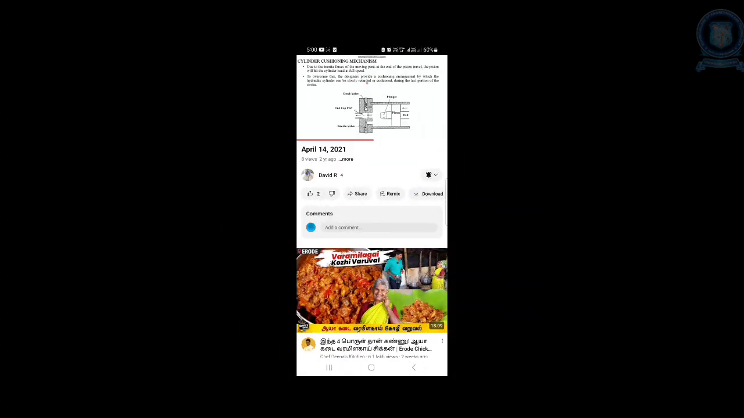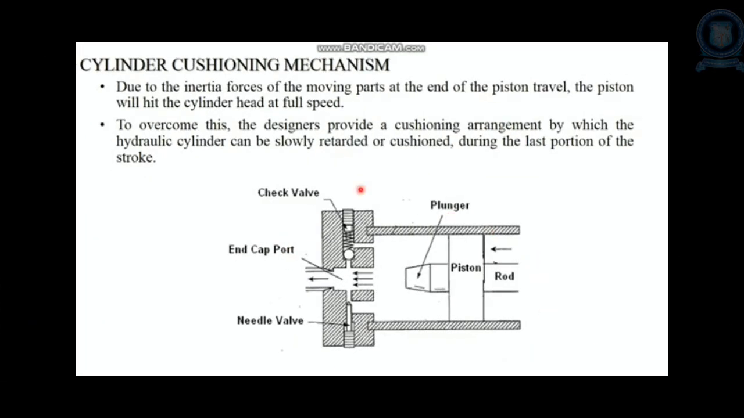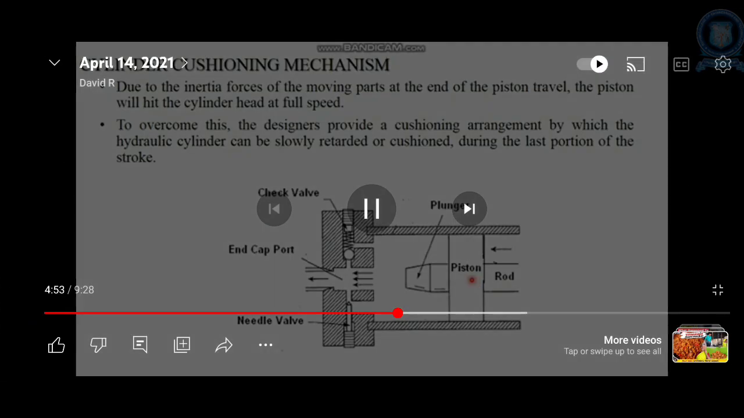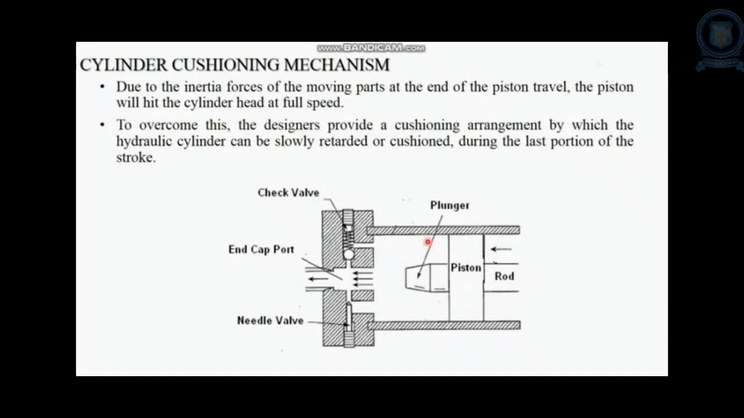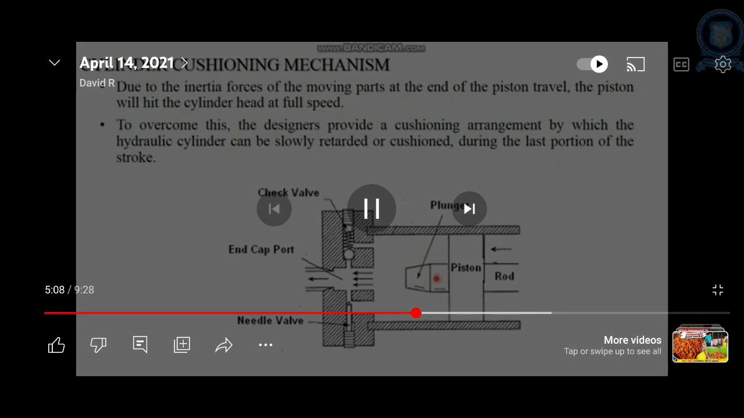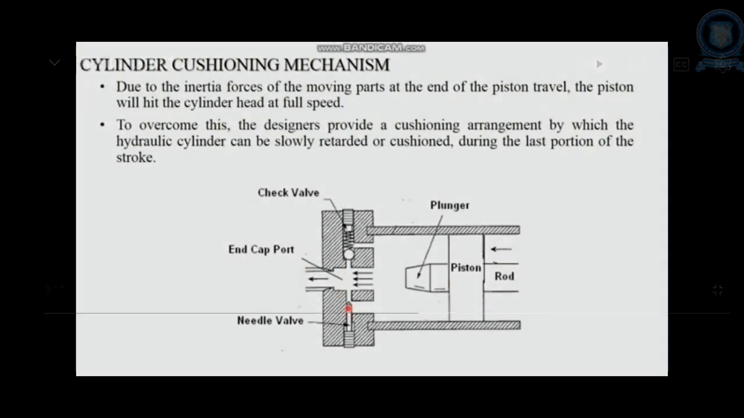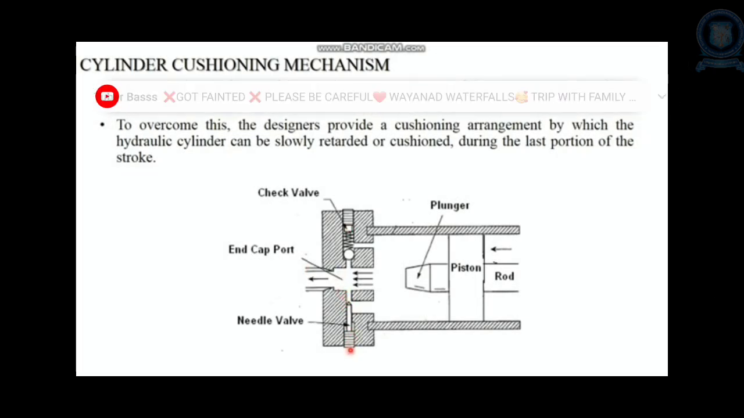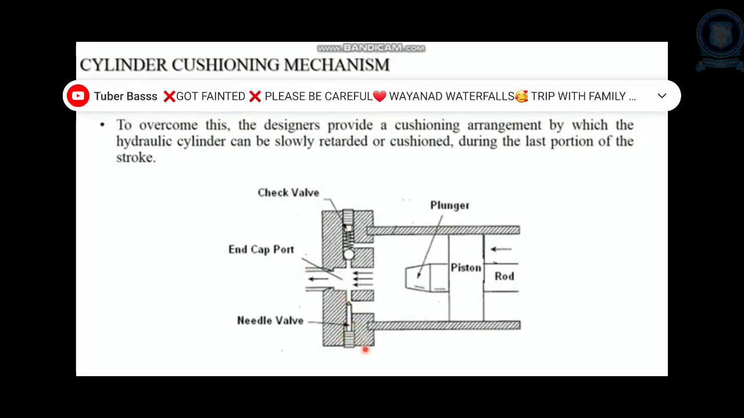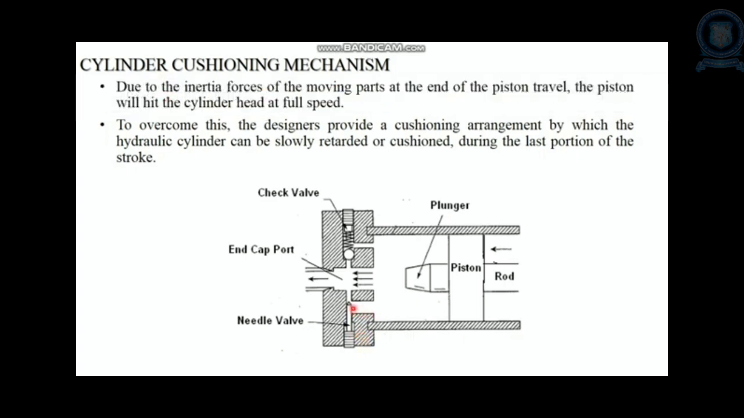So this is the arrangement of the cylinder cushioning mechanism. As usual, it is a cylinder. It has a cylinder and the piston rod. At the blank end of the cylinder, on the face of the cylinder, there is a plunger. Then this is the fluid passage, this is the check valve, this is the needle valve. So these are the arrangement. By adjusting the needle valve, we can increase or reduce the flow passage.